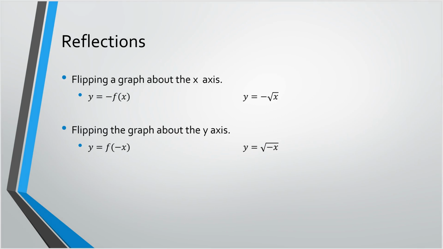Now we're going to look at the reflections. You'll either be flipping a graph about the x-axis, which would be a vertical flip, because remember the x-axis goes left and right, or across the y-axis, which means it'll be a horizontal flip. It'll go from side to side.